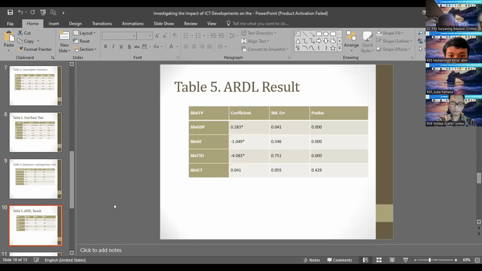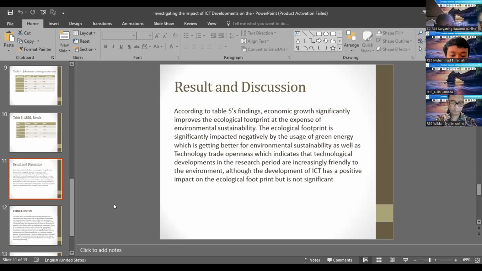And table 5, this is the ARDL result. According to table 5 findings, economic growth significantly increases the ecological footprint at the expense of environmental sustainability. The ecological footprint is significantly impacted negatively by the usage of green economy, which is creating better environmental sustainability, as well as technology trade openness, which indicates that technology development in the recent period is increasingly friendly to the environment. Although the development of ICT has a positive impact on the ecological footprint, it's not significant.